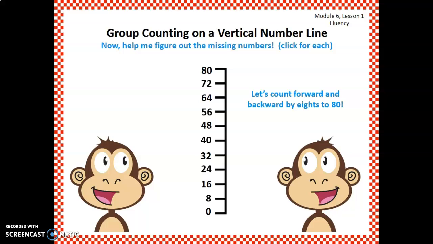Ready? 8, 16, 24, 32, 40, 48, 56, 64, 72, 80. That makes me think of our song. 8, 16, 24, 32, 40, 48, 56, 64, 72, 80, 88, 96. Does it make you think about that too? Let's go backwards. Ready? 80, 72, 64, 56, 48, 40, 32, 24, 16, and 8.